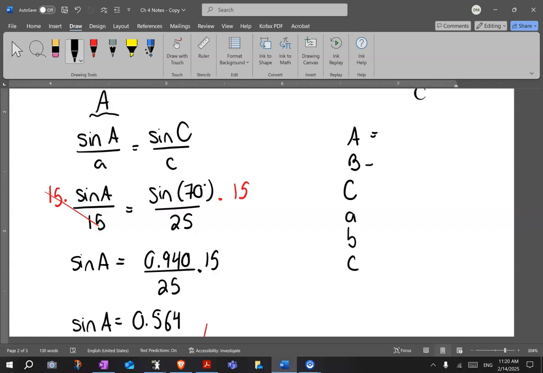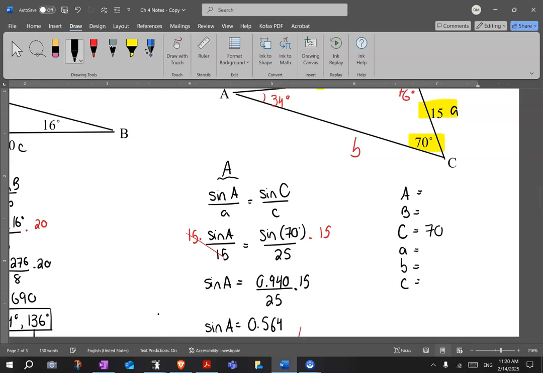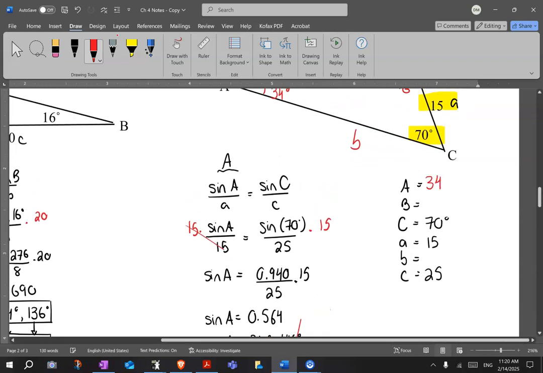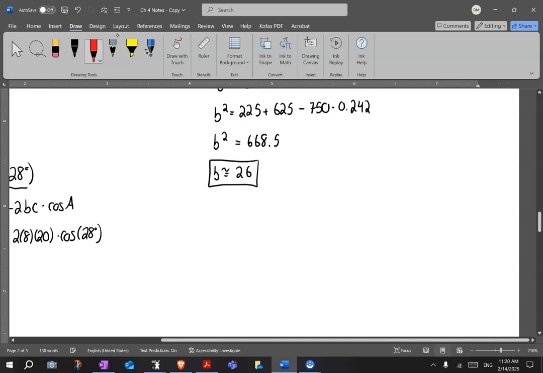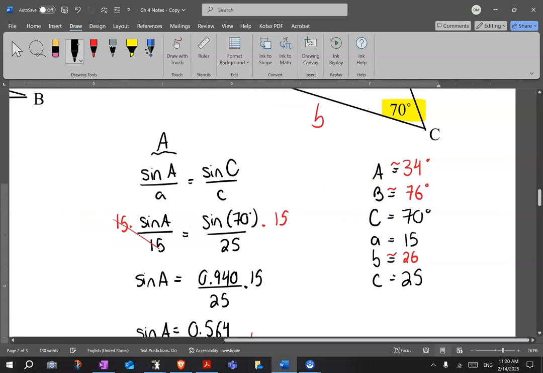So I'm going to write down, what did we get? So capital C was given to us at 70 degrees. Little a was 15. Little c was 25. And then I found A to be 34. And then this to be 76 degrees. And then I found this to be, what was that? Around 26. These are all approximate. I should add some approximations here. 26.